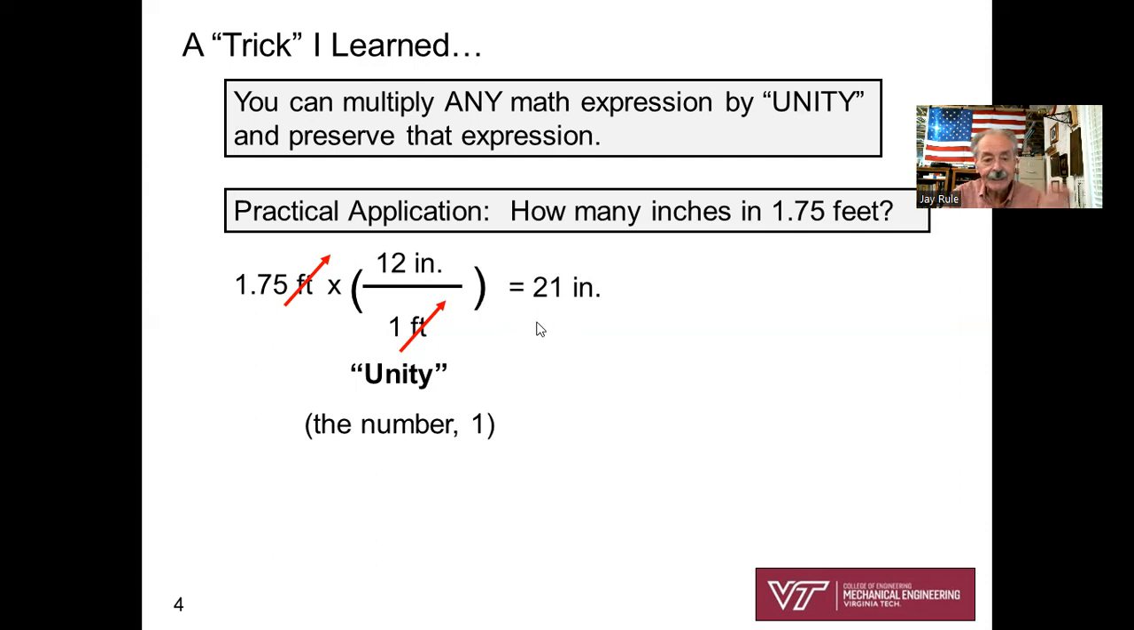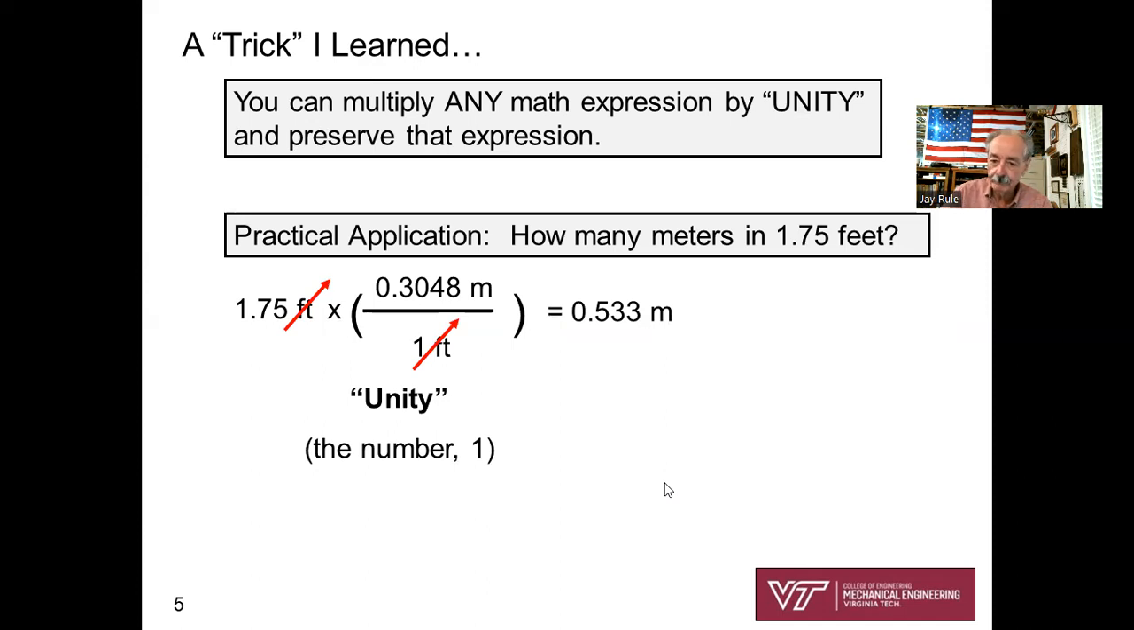Now it makes it easier to do the math. 1.75 times 12 is 21. I can also cancel my units out visually to see that I've got 21 inches on the right-hand side of the equation. Not bad, you think, what a waste of a slide, but I hope that you got it. Okay, let's go to another, similar example.